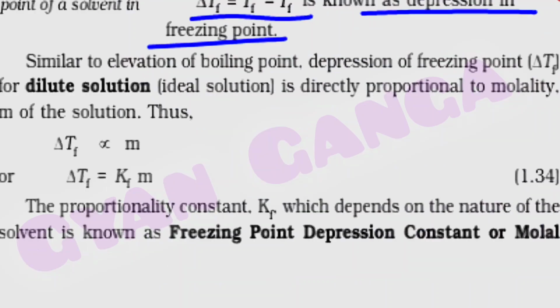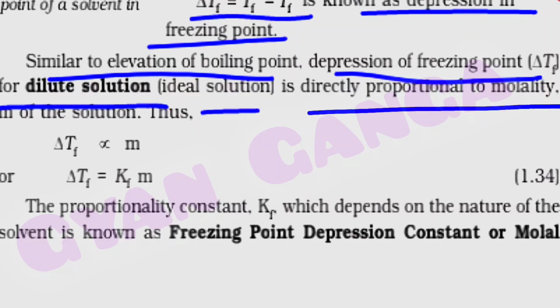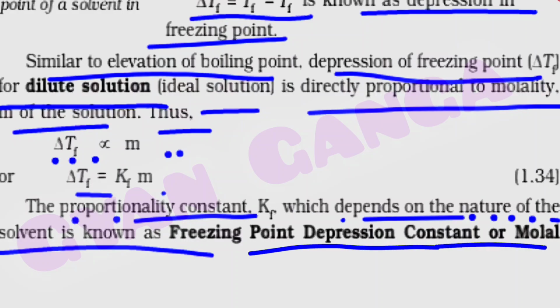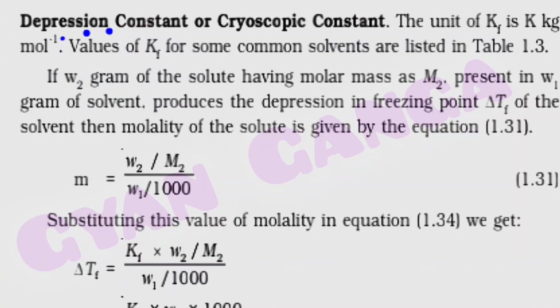Similar to elevation of boiling point, depression of freezing point, that is ΔTf, for a dilute solution (ideal solution) is directly proportional to the molality, m, of the solution. Thus, ΔTf is directly proportional to m, or ΔTf = Kf × m. The proportionality constant Kf, which depends on the nature of the solvent, is known as freezing point depression constant, or molal depression constant, or cryoscopic constant. The unit of Kf is K kg per mole. Values of Kf for some common solvents are listed in table 1.3.